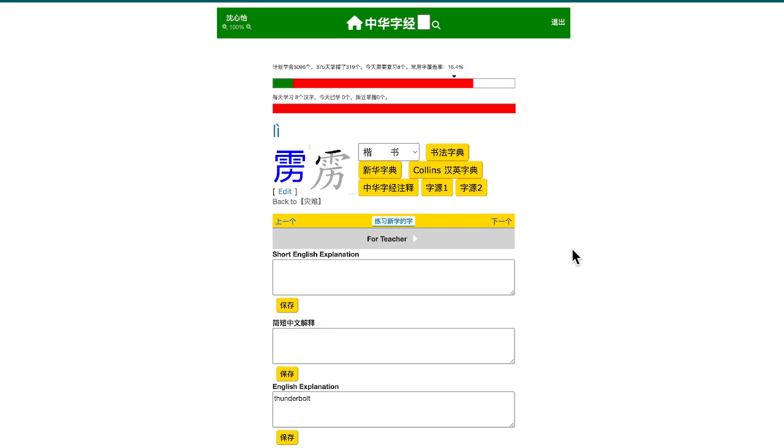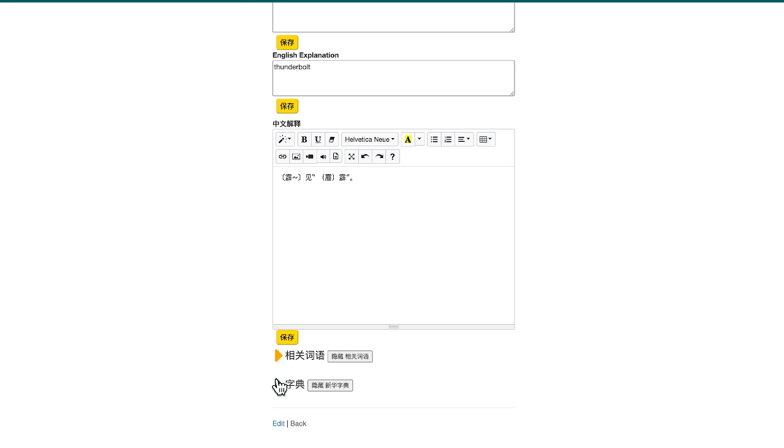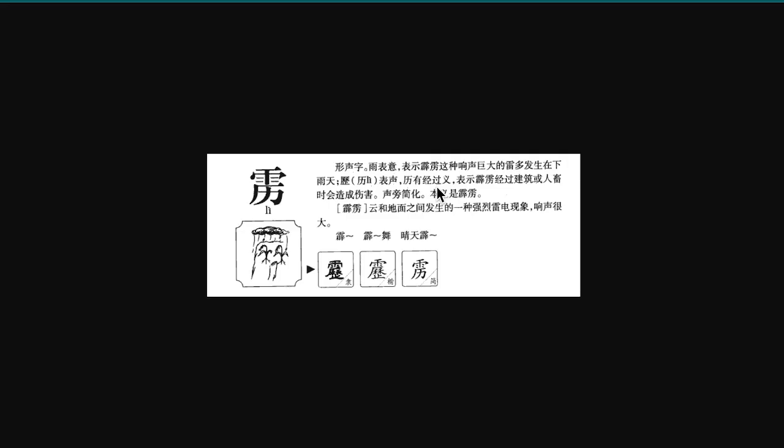Next one is li. Now li also means thunderbolt, the exact same thing. So this character has the same rain radical on the top, but li on the bottom. Li means to experience or go through. When the thunderbolt strikes, the current will go through the thing thoroughly and do great damage. So that's why they use this li.